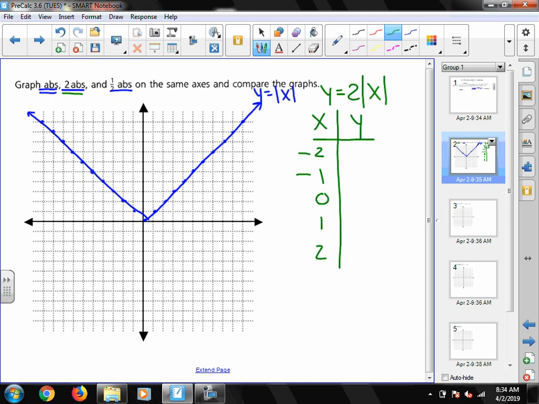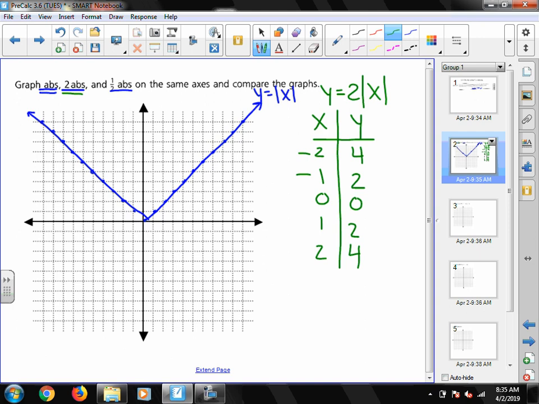So I get the point. So I take +2 times 2, and I get 4. -1, absolute value is +1 times 2 is 2. 0 still stays at 0, 0. Absolute value of 0 is 0. Multiplied by 2 is still 0. And when I plug in 1, I get a 2, and 2, I get a 4. Remember, take your absolute value first, then multiply by the number outside.